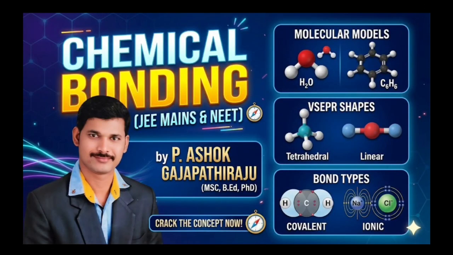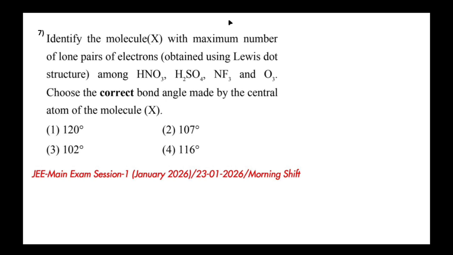Today I am explaining Chemical Bonding chapter, January 2026 session JEE Mains questions. The question is: identify the molecule X with the maximum number of lone pairs of electrons, obtained using Lewis dot structure, among HNO3, H2SO4, NF3 and O3 molecules. Choose the correct bond angle made by the central atom of the molecule X.